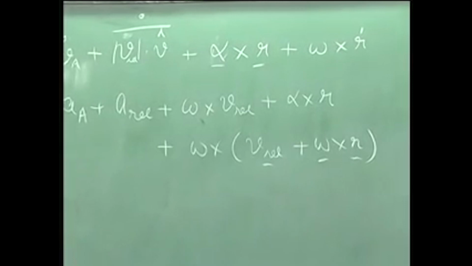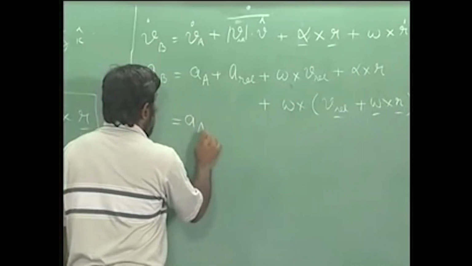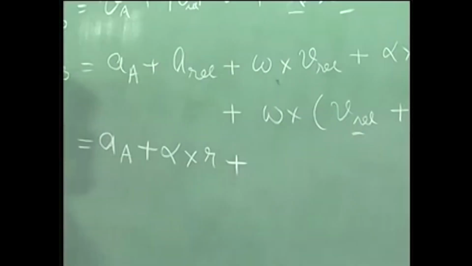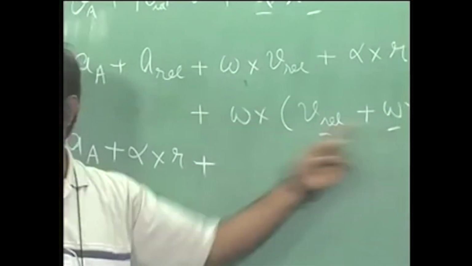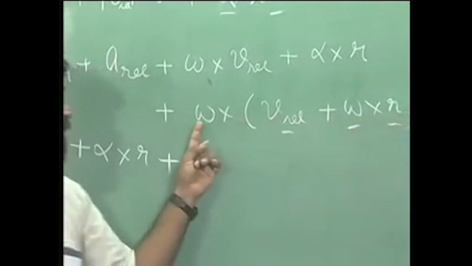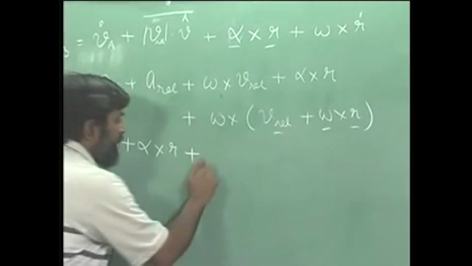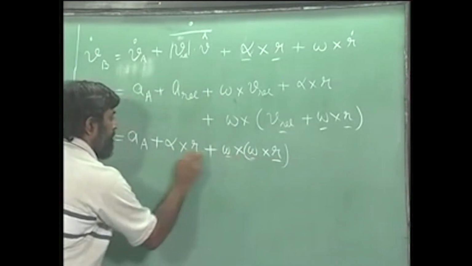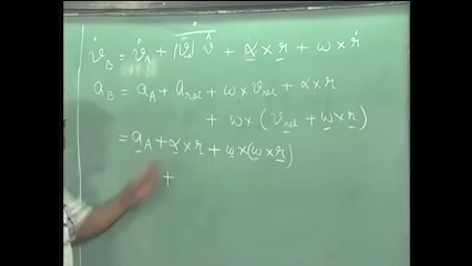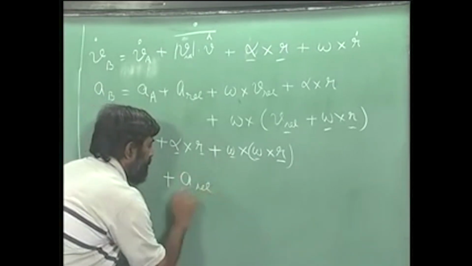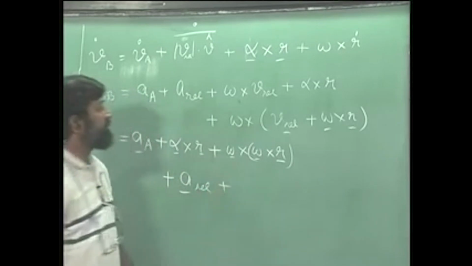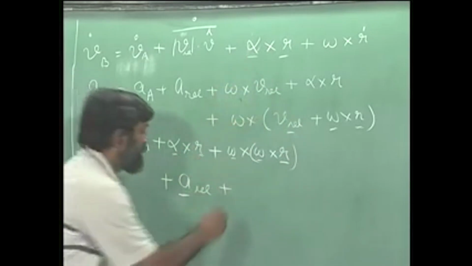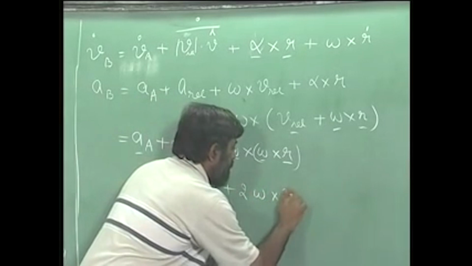Now we just have to group them together. What do we get? It is nothing but A plus, notice here I have two terms, omega cross r and omega cross V relative. So let me write omega cross r plus I have this term which is A relative, plus what else is left out? Omega cross V relative added together is 2 times omega cross V relative.